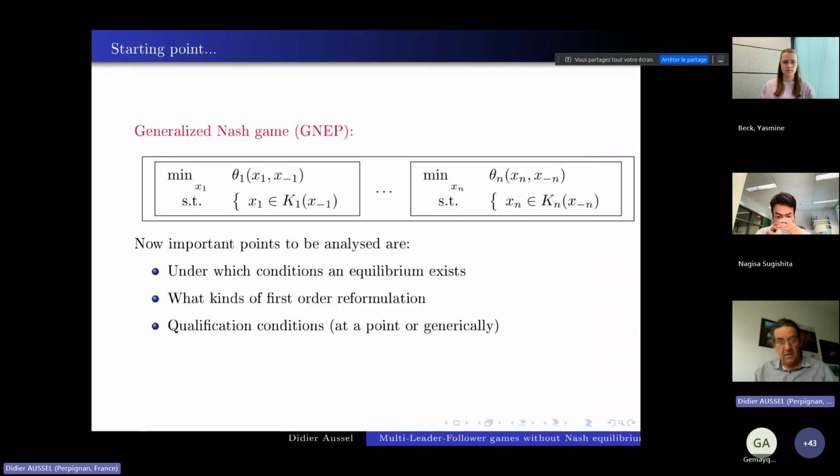I will not develop this here today, but there are plenty of new results that have been developed, weakening assumptions or giving some alternative hypotheses. And also, of course, what kind of first order condition you can use. I'm not speaking about KKT, which is a very classical one. You write the KKT of each of the problems in terms of the decision variable, you concatenate, and then you solve this problem.